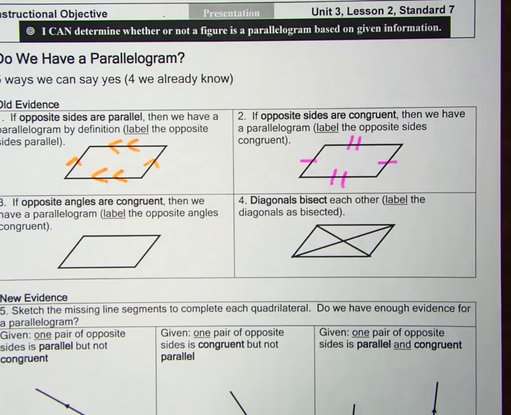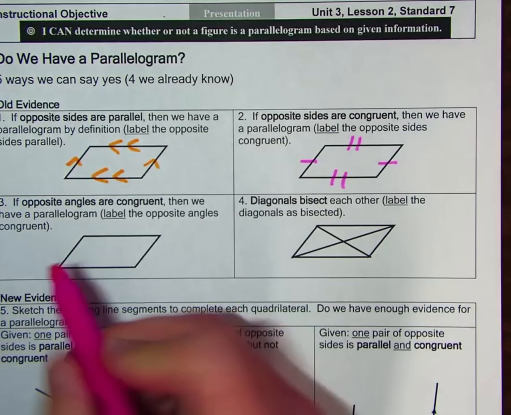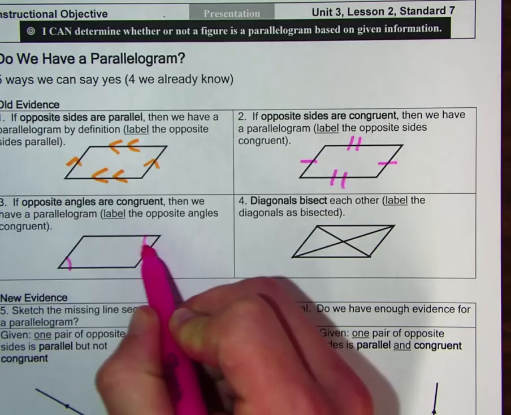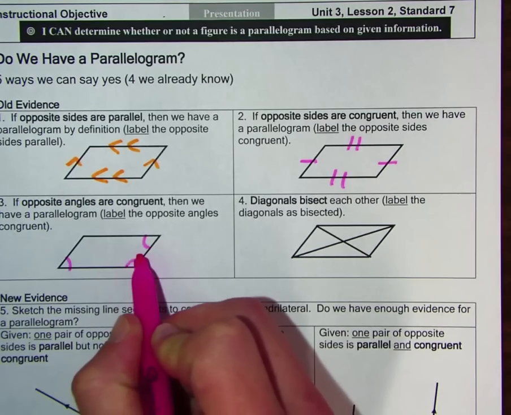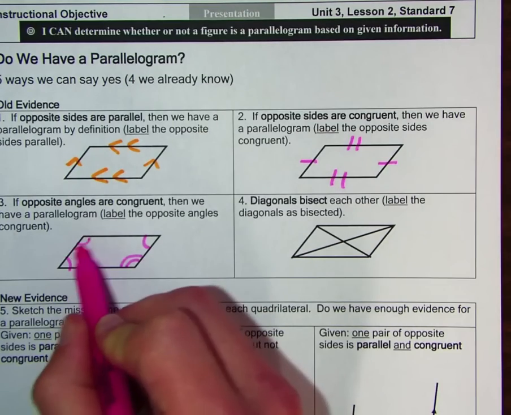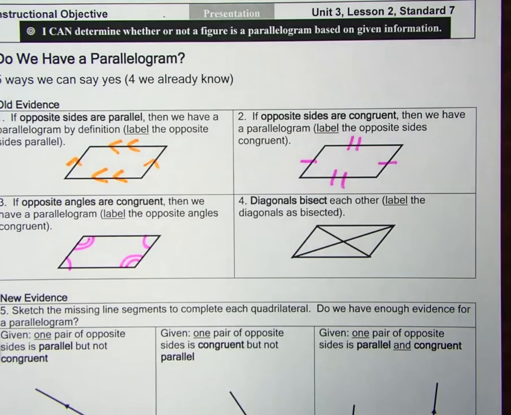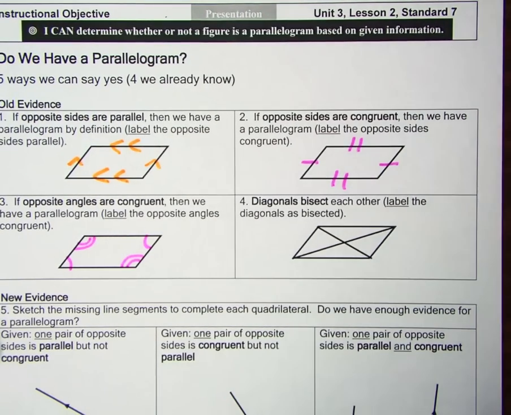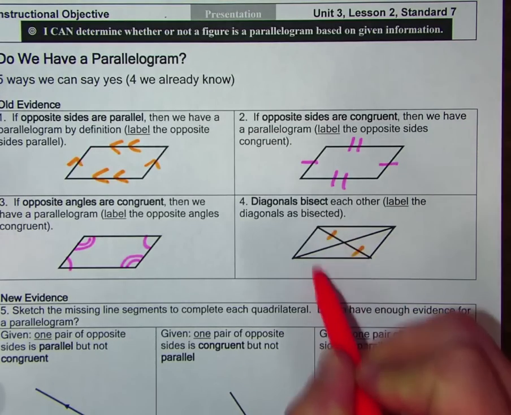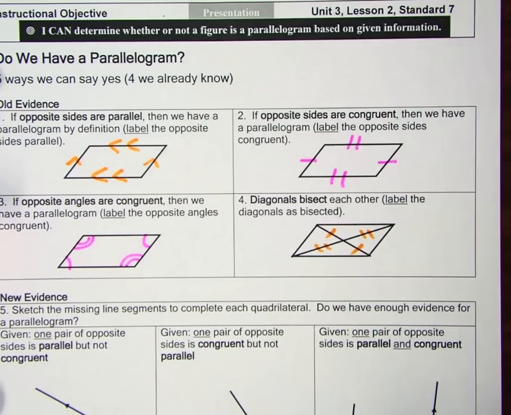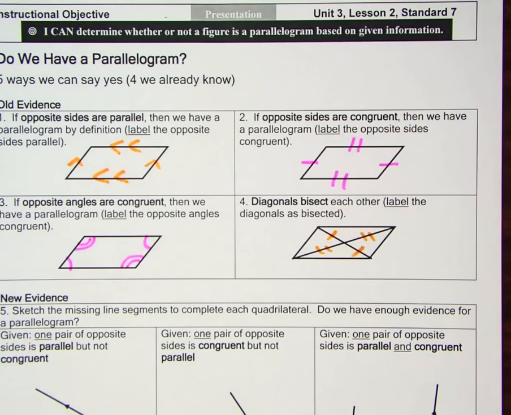What about opposite angles? Well, opposite angles can also be congruent. So those are opposite angles, and if they're congruent, and these opposite angles are congruent, then again, you have a parallelogram. And finally, diagonals, if they bisect each other, then we have a parallelogram. So those are some rules we learned in our previous lesson.